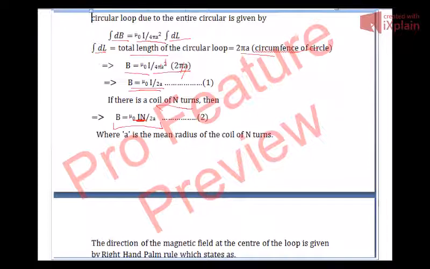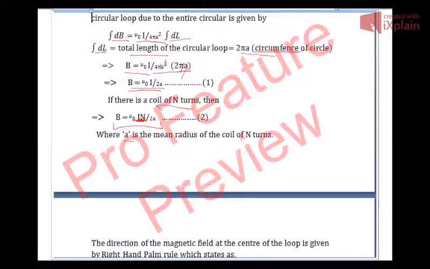So if you are asked to calculate the magnetic field at the center of the coil, what you need to know is how much current is flowing in the circular loop. Suppose I is 2 amperes and the coil has n turns, say 10 turns or 20 turns, so for n you can substitute 10. If the radius a is say 1 meter, then you can substitute the values and calculate the magnetic field at the center of the circular loop. Now what about the direction?